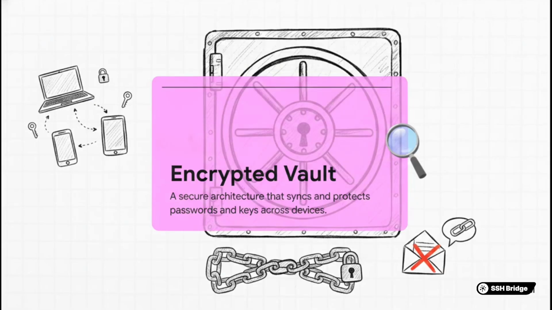And that brings us to a massively important feature, the encrypted vault. By definition, this is a secure architecture built right into SSH Bridge that keeps your passwords, your private keys, and your host credentials completely synchronized and protected across all your devices. Why this matters is so simple, but so crucial. It absolutely eliminates that reckless, dangerous practice of sharing raw SSH keys over unencrypted chat apps or emails. With this, everything just stays completely locked down and synced automatically.